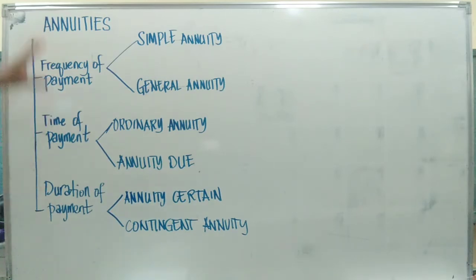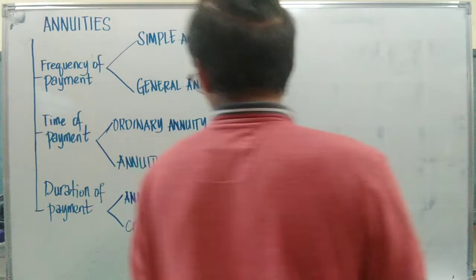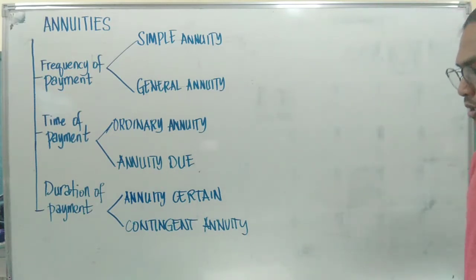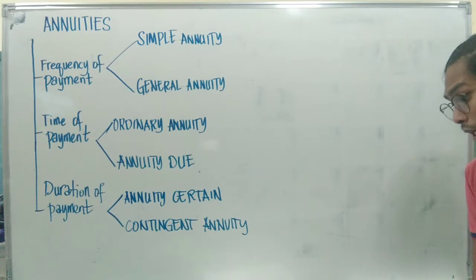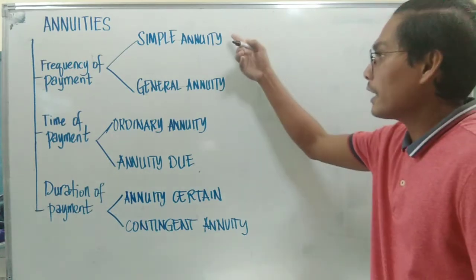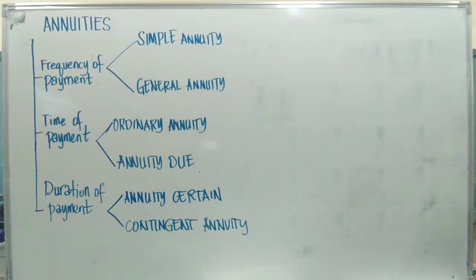So on the board, we now have the different types of annuities. From the frequency of payment, we have simple and general annuity. By definition, in a simple annuity, the frequency of payment is the same as the interest period. While in a general annuity, the payment interval or the frequency of payment is not the same as the interest period. So in this type of annuity, we are comparing the frequency of payment and the compounding frequency, or the frequency of the conversion period.